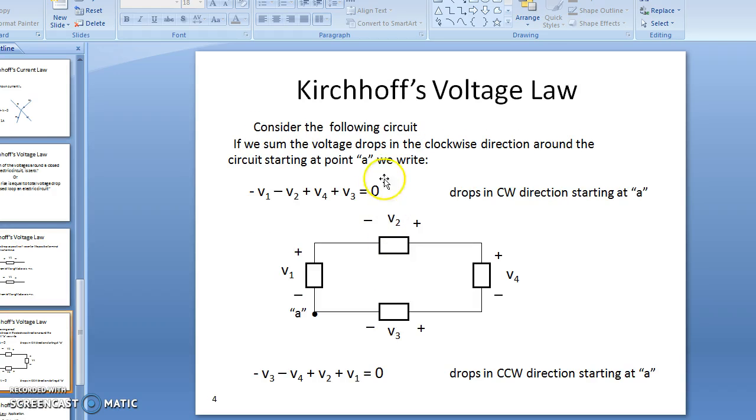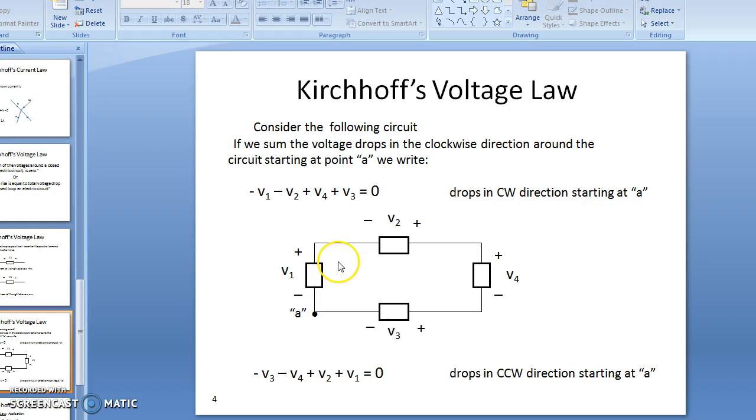So consider now an arbitrary closed loop which consists of 4 elements and voltage across them as V1, V2, V3 and V4. This forms a closed loop, that is, starting from A, if we travel through V1, V2, V3 and V4, we return to point A. This forms a closed path or closed loop, and the voltage law is always stated over the closed loop.